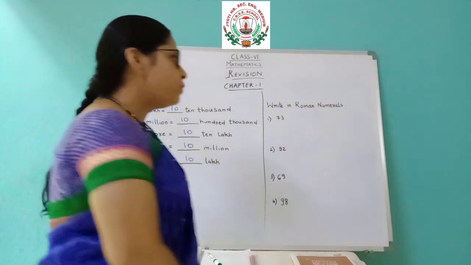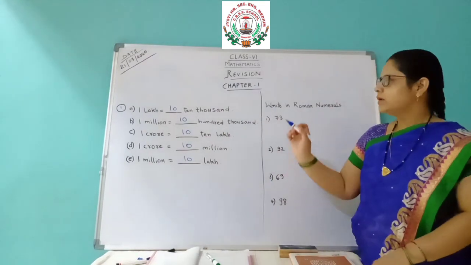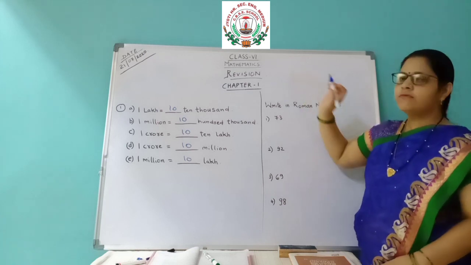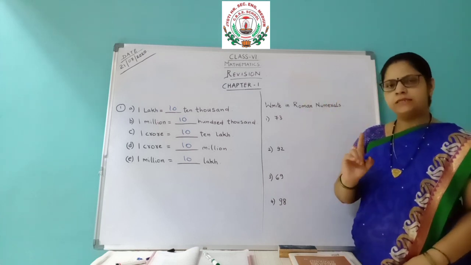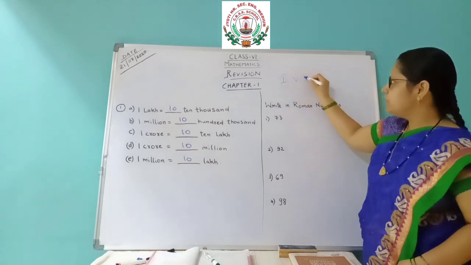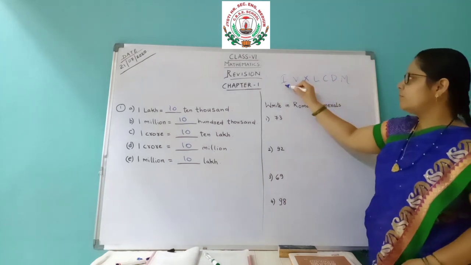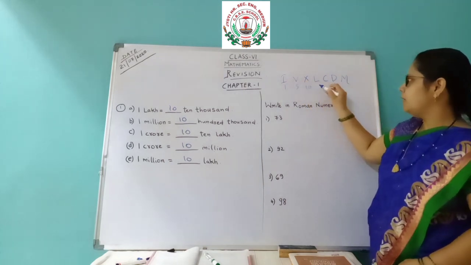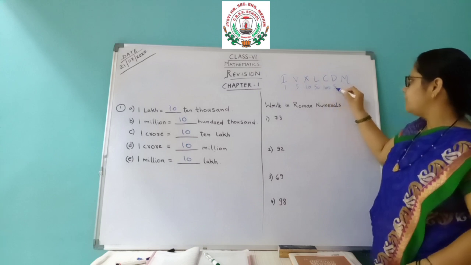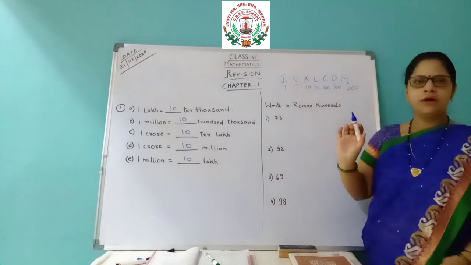Coming to these Roman numbers. Now, I told you that only seven of the alphabets are used for writing Roman numerals: I, V, X, L, C, D and M. I for 1, V for 5, X for 10, L for 50, C for 100, D for 500 and M for 1000. So these alphabets only you have to use.